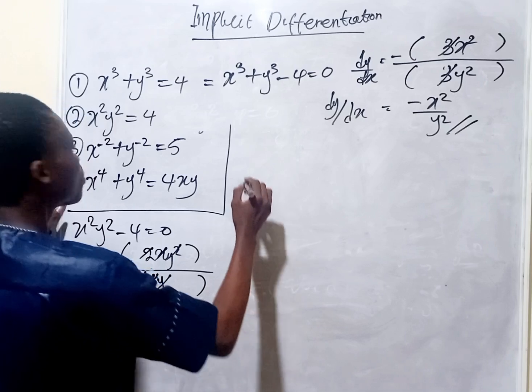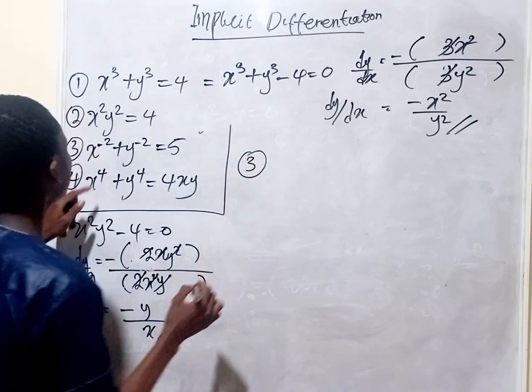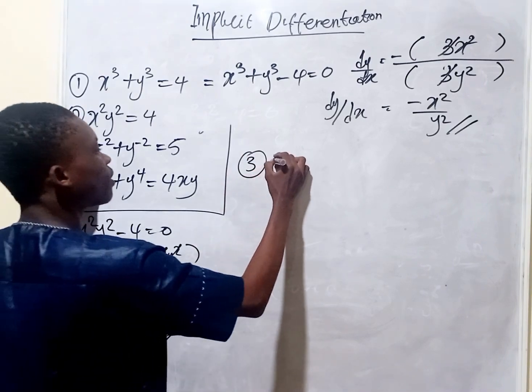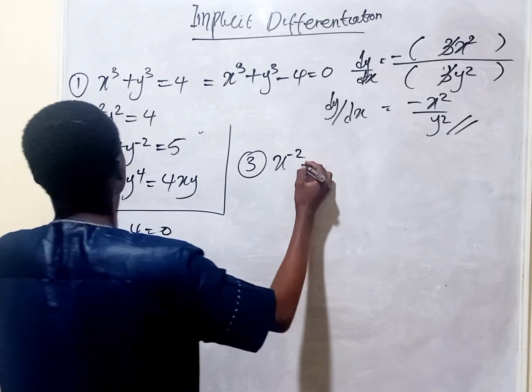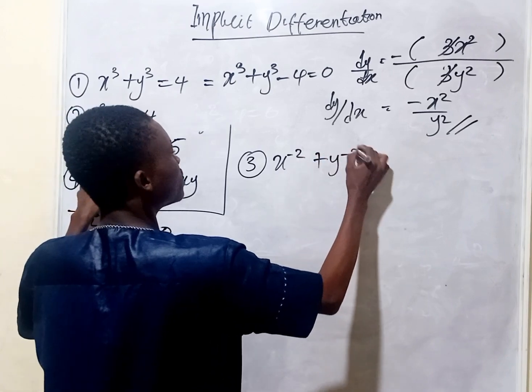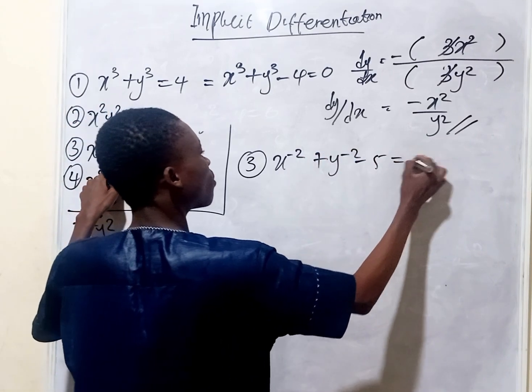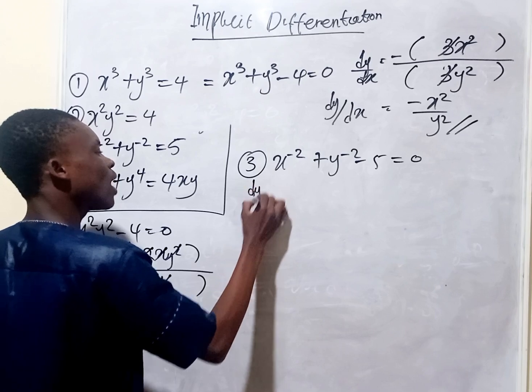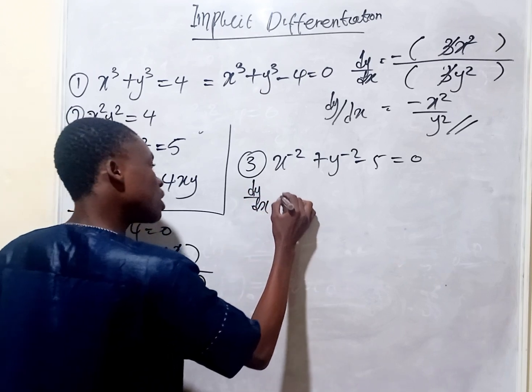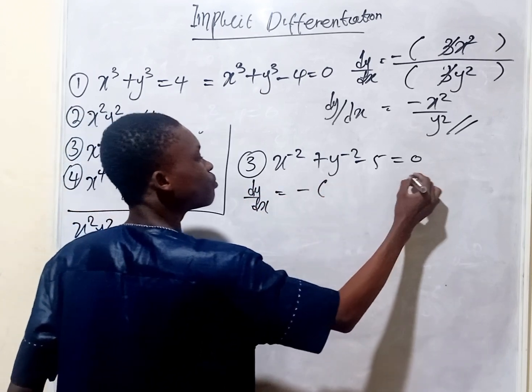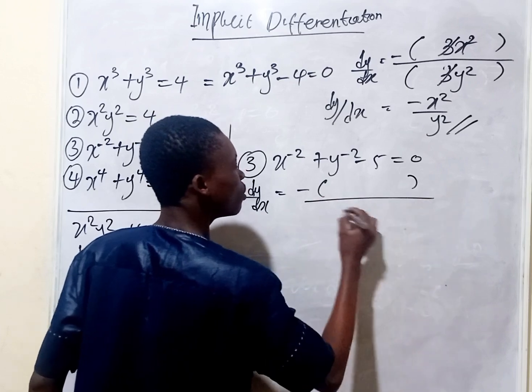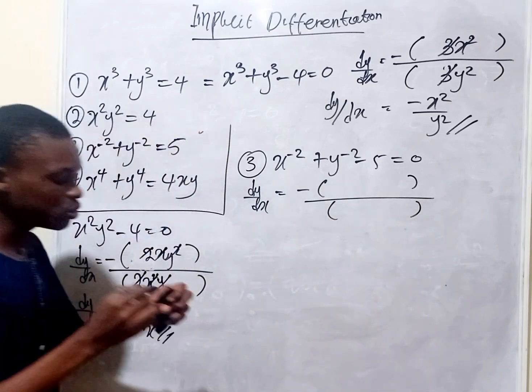All right, let's go to the next one, the third. Rewrite the equation again. x to the power negative 2 plus y to the power negative 2 minus 5 equals 0. Now for the next one, write your dy over dx. Put a negative sign, put your 2 brackets, all over, put another one. Now let's differentiate with respect to x.